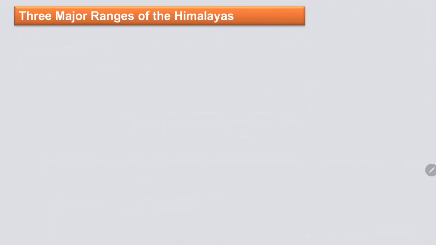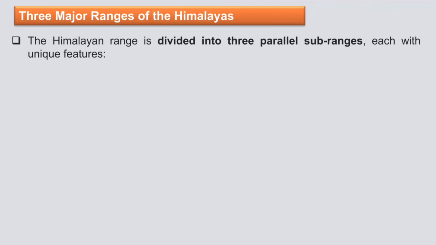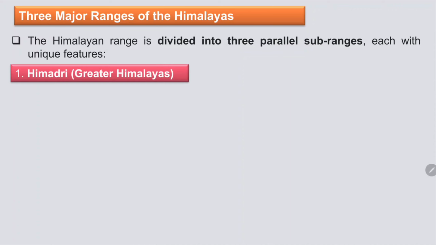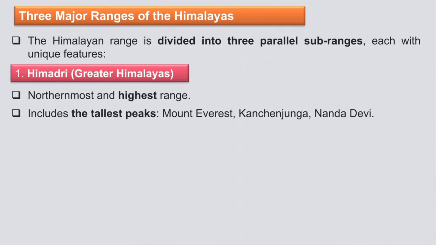Now we are going to learn about the three major ranges of the Himalayas. The Himalayan range is divided into three parallel sub-ranges, each with a unique feature. The first one is the Himadri, that is the Greater Himalayas, the northernmost and highest range. It includes the tallest peaks like Mount Everest, Kanchenjunga and Nanda Devi. You have to remember their names. If you are asked which is the tallest peak of the Himalaya, your answer will be Mount Everest, or Kanchenjunga.